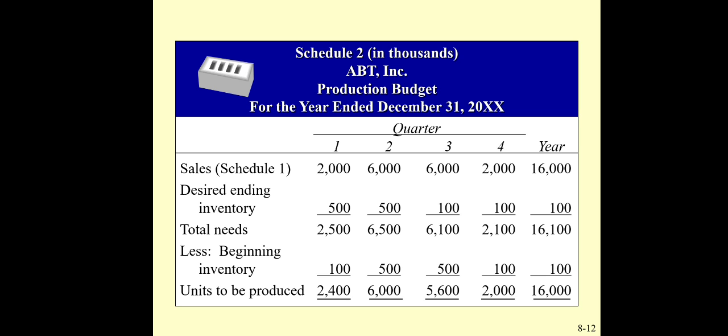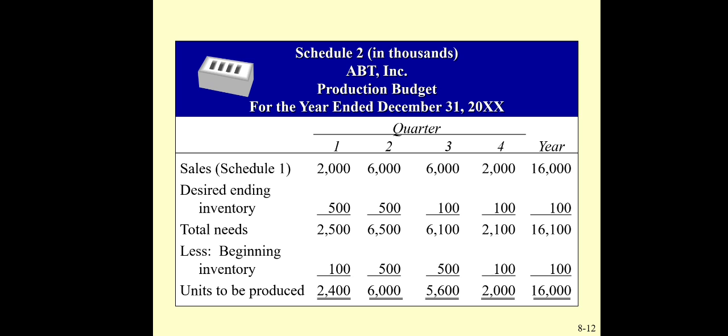As an accounting student, you know the beginning inventory of quarter 2 is the ending inventory of quarter 1. The beginning inventory of quarter 3 is the ending inventory of quarter 2. For quarter 4, the beginning inventory is the ending inventory of quarter 3. And then you can calculate everything. Then you check the total data for the year.